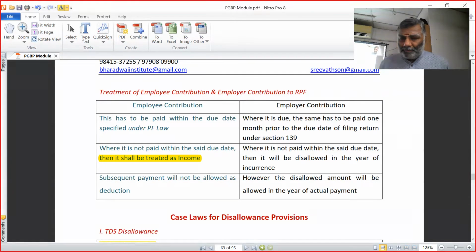Sir, is it applicable only to PF or ESI, all kind of claims, statutory also? Funds, sir. I just took PF as an example. All statutory, sir. Okay. Go ahead.